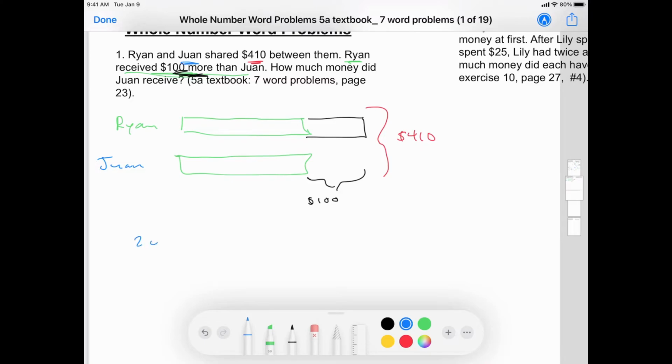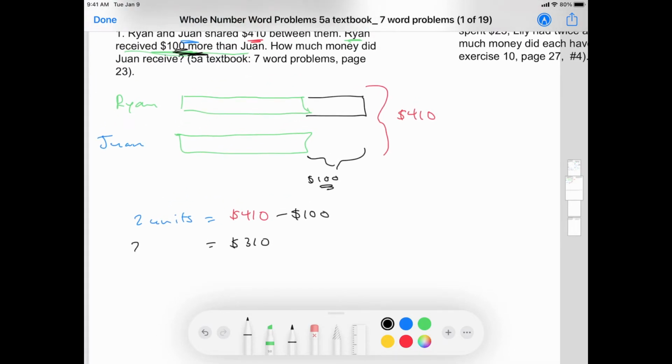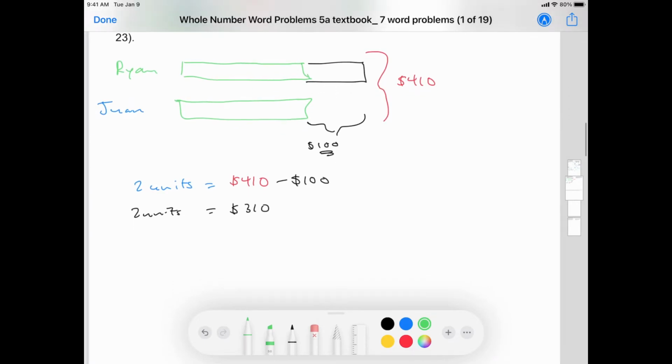So our 2 units is equal to $410. And if I subtract the 100, I'm left with $310. So now those 2 units is equal to $310. Well, how do I get to 1 unit? Well, that means 1 unit is, if you divide by 2, you'll get $155.